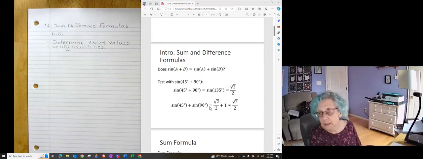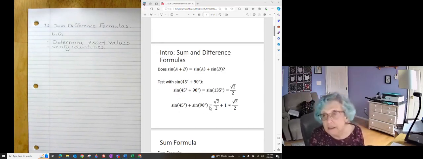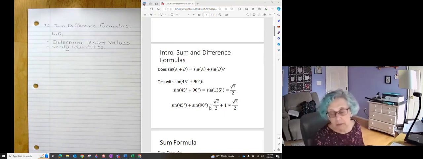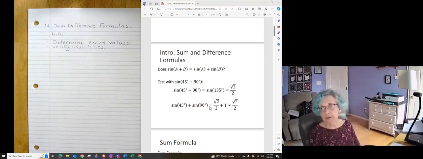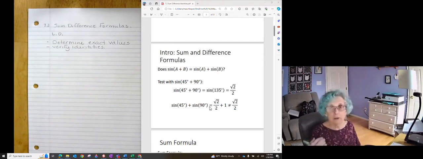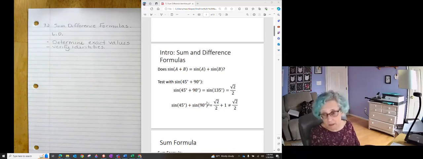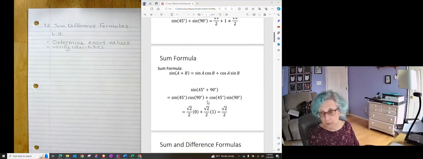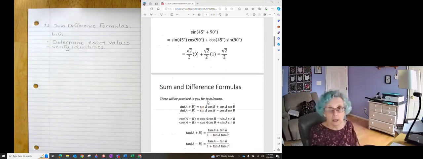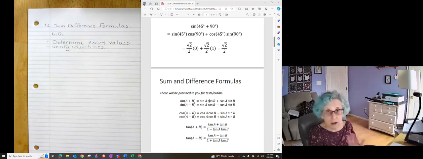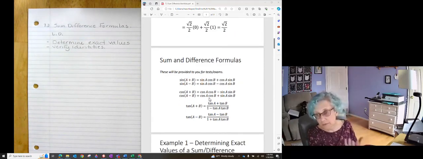So here's the intro. Does sine of (A plus B) equal the sine of A plus the sine of B? So we test it out and we see that in fact it does not. It's not that simple. You have to use the sum formula. So I'm not going to derive them for you, and you don't have to memorize them, so life is good. But here they are.